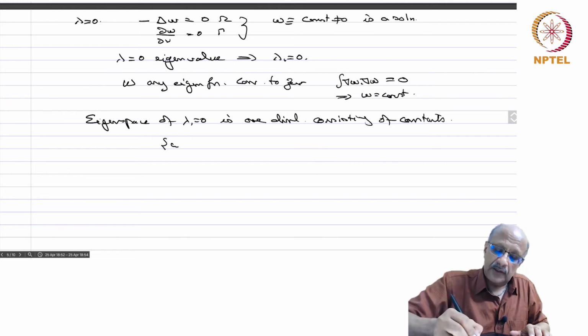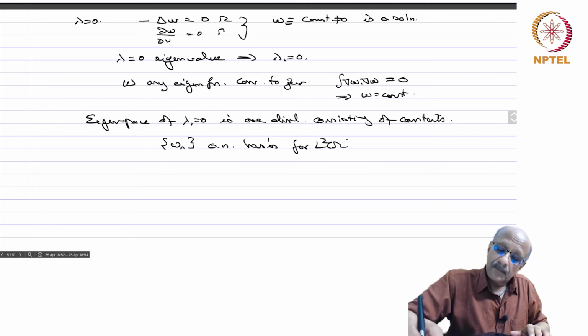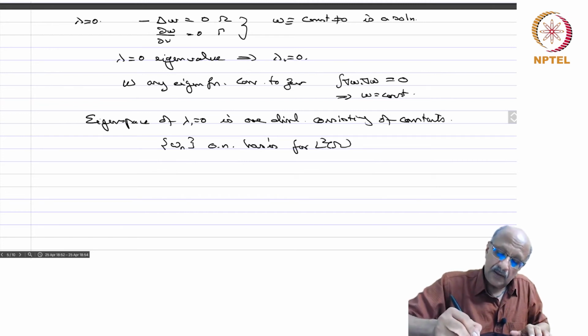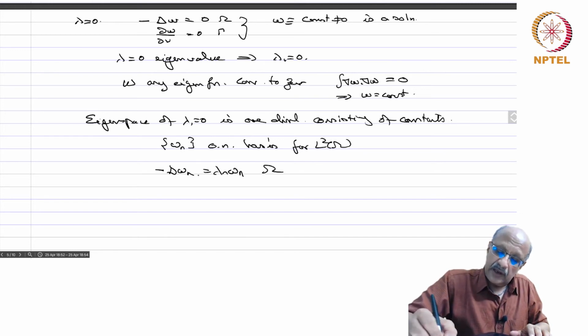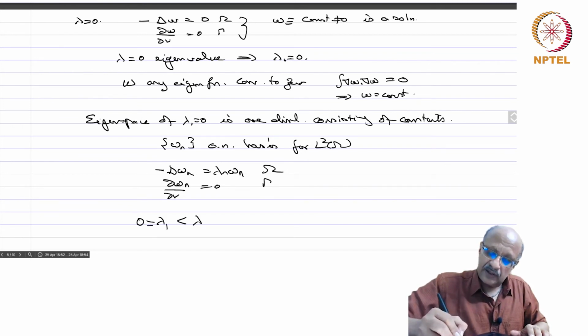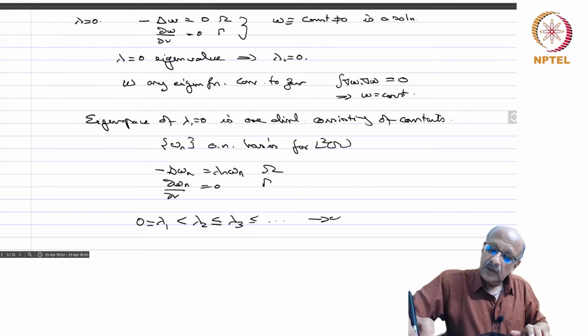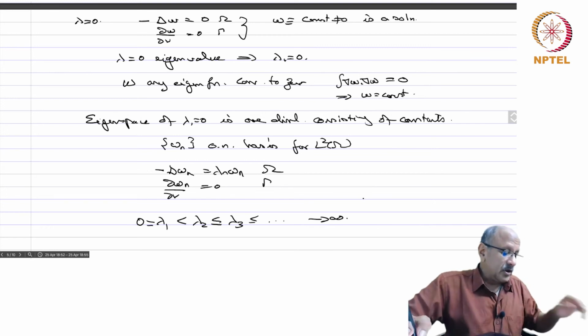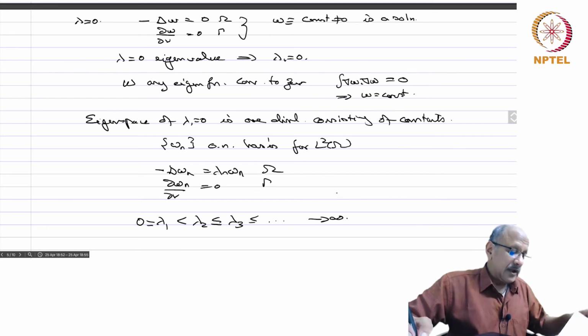So, we have W_n, an orthonormal basis for L2 of Omega, and then minus Laplacian W_n equals lambda_n W_n in Omega, dW_n by d nu equal to 0 on Gamma, and you have 0 equals lambda_1, strictly less than lambda_2, less than or equal to lambda_3, and so on, tending to infinity. So, this is the thing, and you can also do the Rayleigh quotient characterization.